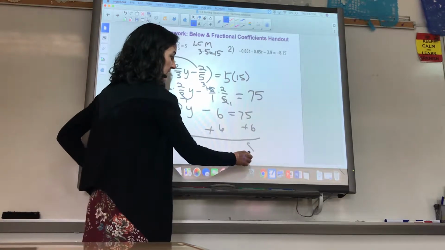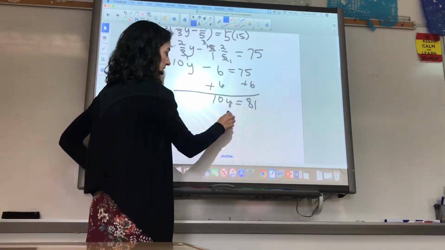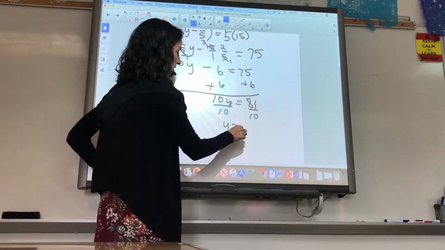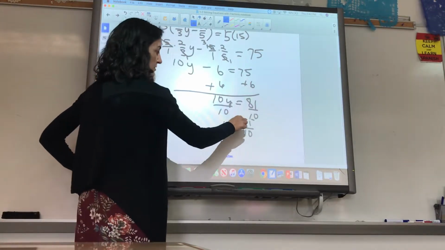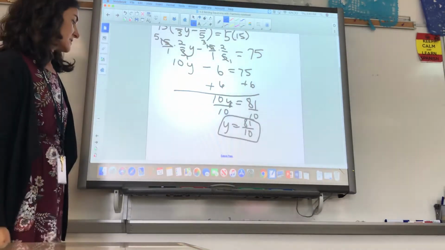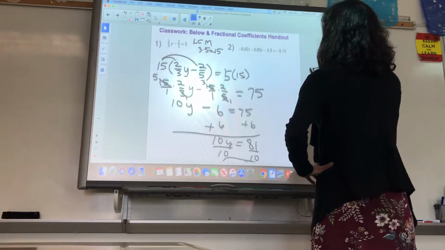And what do we get? 81 equaling 10y. Divide both sides by 10, and we are left with y equaling 81 over 10. And that cannot be reduced or simplified. You could rewrite it as a mixed fraction, but not necessary. All right, going back up to that other problem.